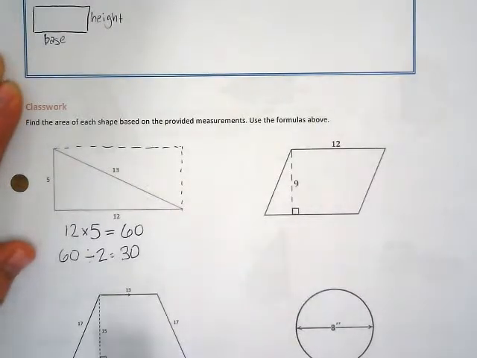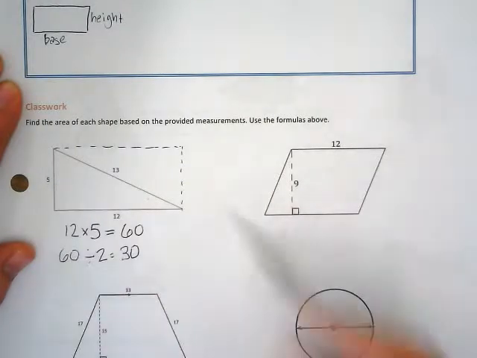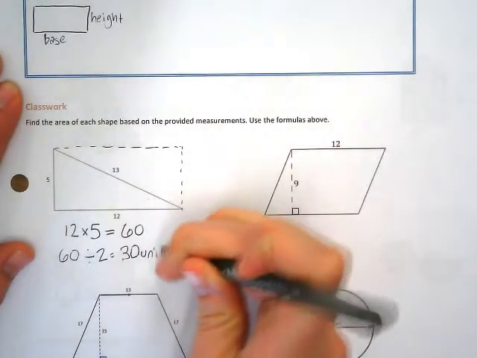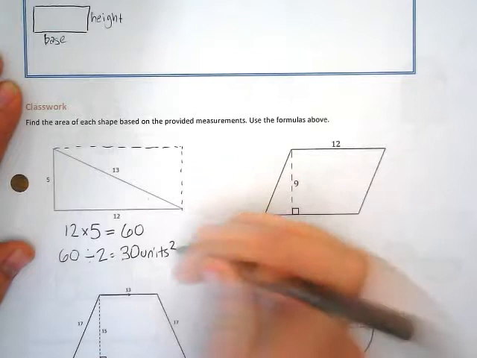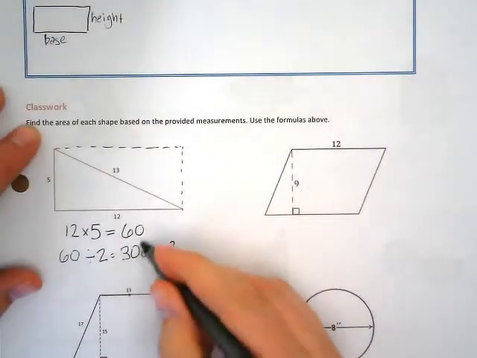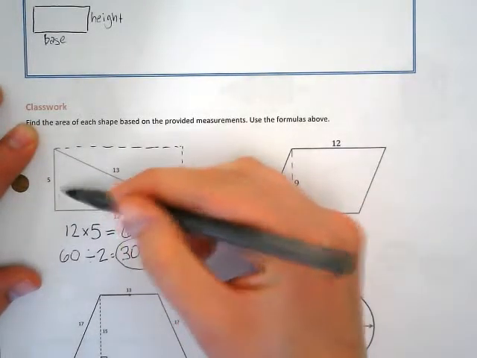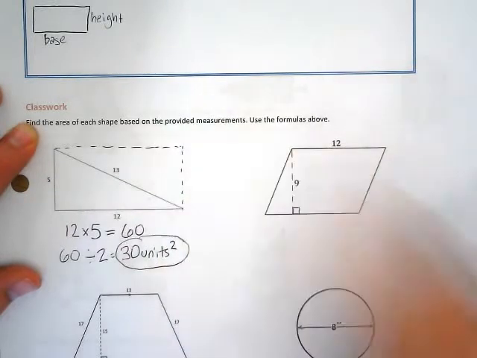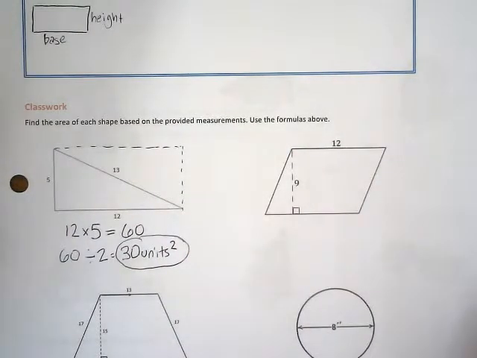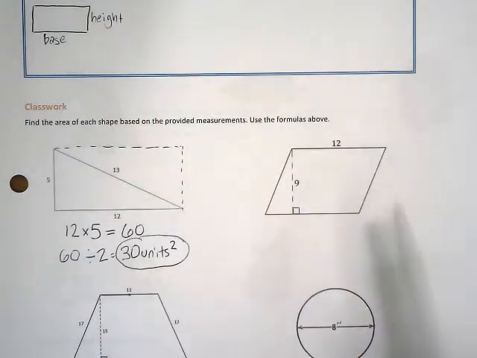Now, whenever I find the area, I always want to write what my units are. Since it doesn't tell us any units, I'm just going to write units and then squared. Area is always squared. We talked about how volume is cubed. Area is squared. That means I could fit 30 squares into that triangle. And that's how we find the area of a triangle. Do base times height and divide by 2.